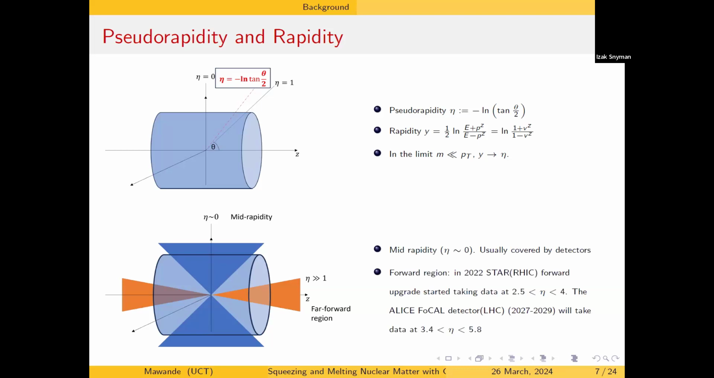Well, the forward region, only in the last couple of years, like STAR, has started taking data at rapidities between 2.5 and 4, but I haven't seen any publications of these kinds of measurements for the forward detectors. Okay. And interestingly, this separation also corresponds to different modes of particle production in a heavy ion collision.